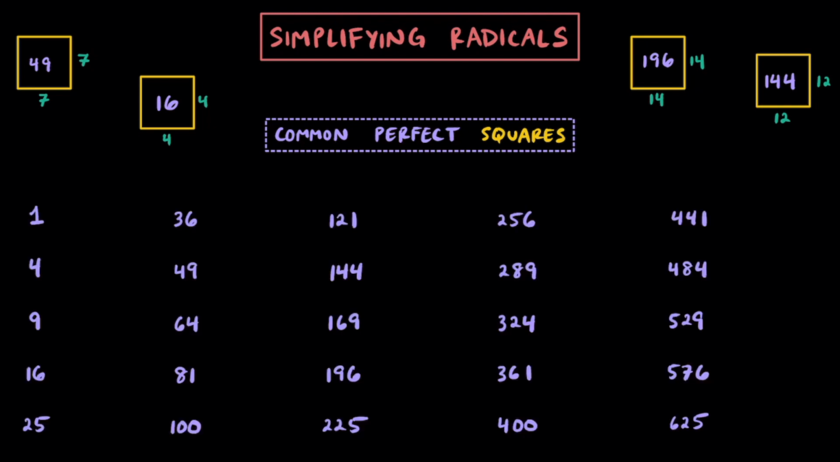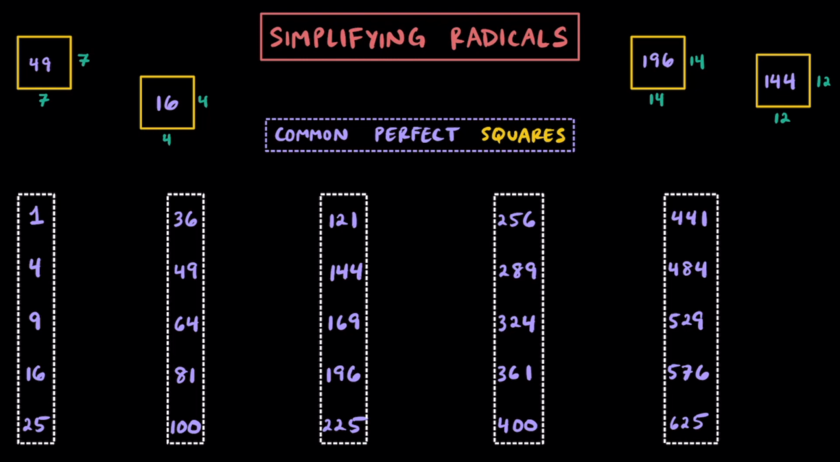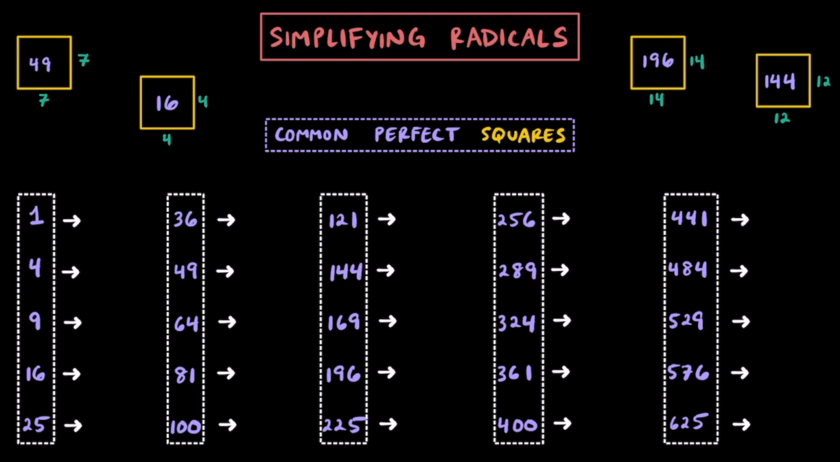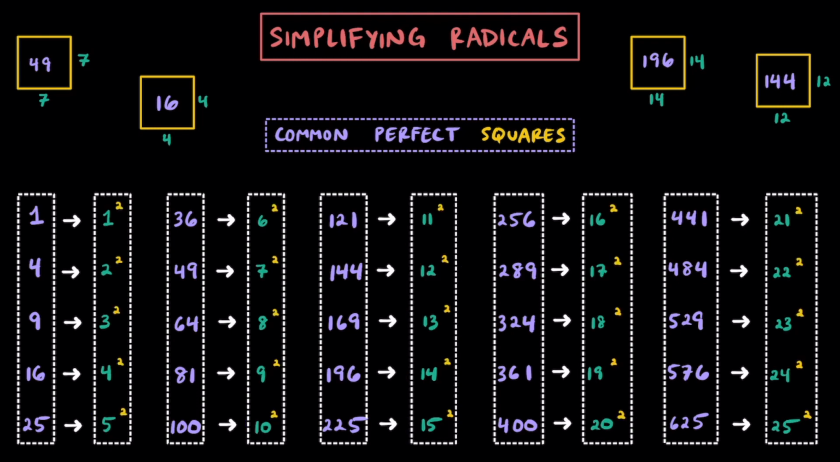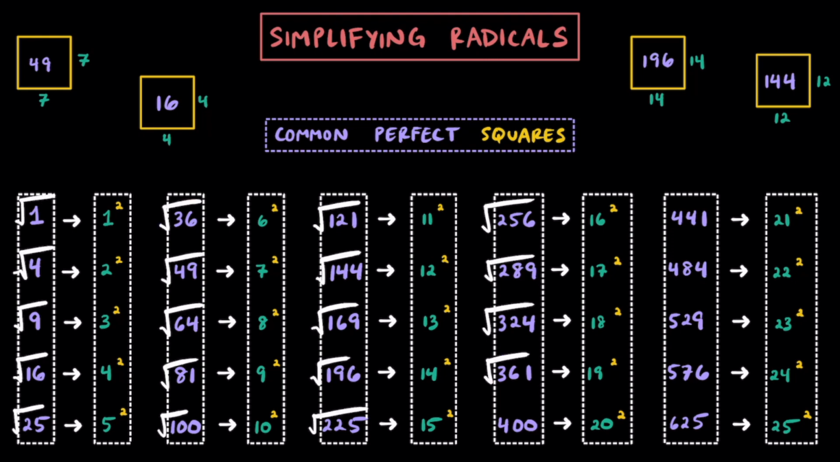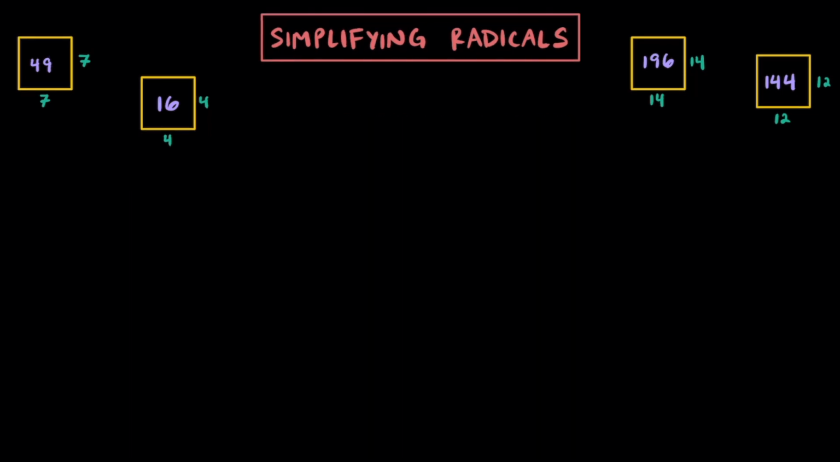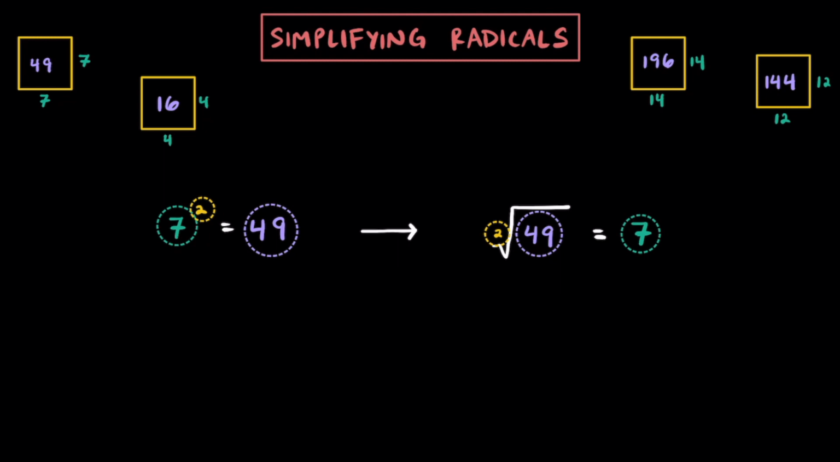While there's an infinite number of perfect squares, here are the first 25 of them. And the reason why these are the first 25 perfect squares is the fact that they come from the numbers 1 through 25 raised to the second power, or squared. Because we can get these 25 perfect squares by squaring numbers, we can take the square root of these numbers to get their square roots. So to summarize a little bit, if we take 7 and square it, we get 49, but when we take the square root of 49, we get 7.